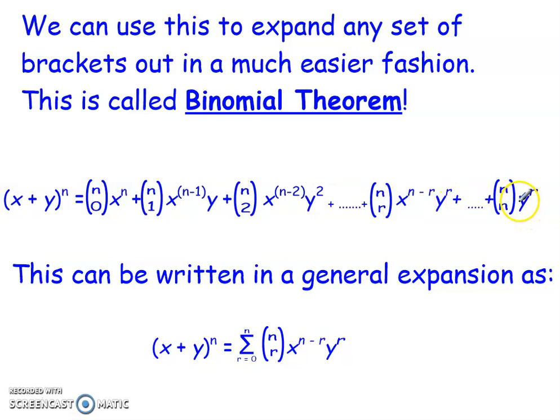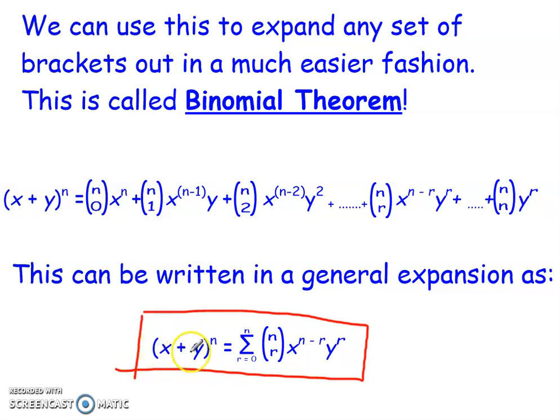Now think about it. I told you I was going in decreasing powers of x. Well, each time here, I'm decreasing in powers of x. If you go back and look, every time I decreased by 1 power of x, my y power increased. This is written in this general expansion here. So x plus y to the n equals the sum from r equals 0 to n of nCr, x to the n minus r, y to the r. Let me show you how this works.